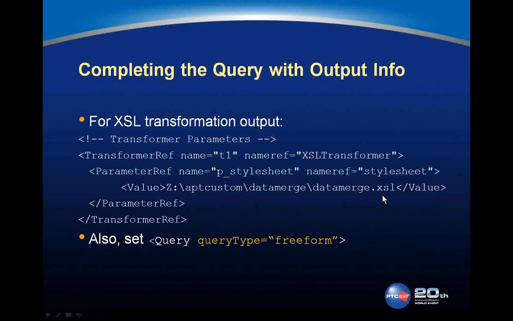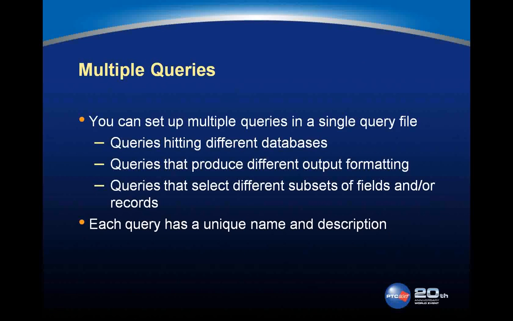For the XSL transformation, you use XSL transformer as the name ref instead of the other one. And then you have to provide a parameter that tells where to find the style sheet. So you set it up with the location of your style sheet, and then you're done with that. Most of the hard work there is actually building the style sheet to do the transformation you want. And then on the query, set your query type to freeform.